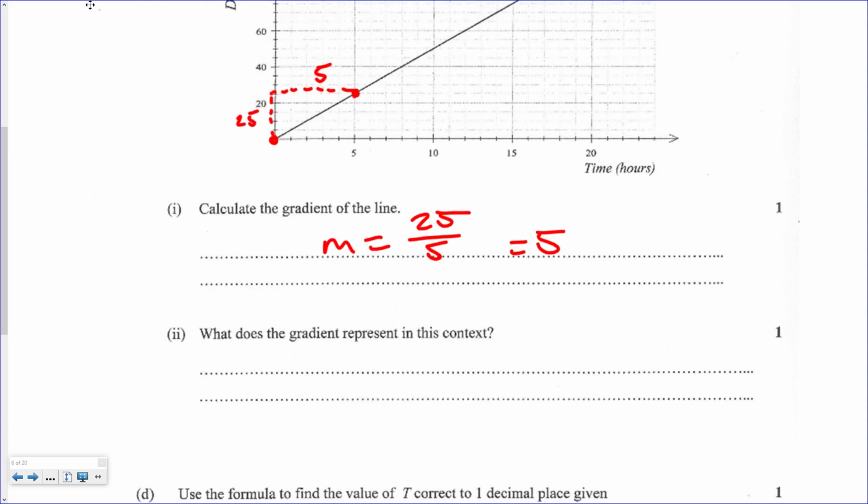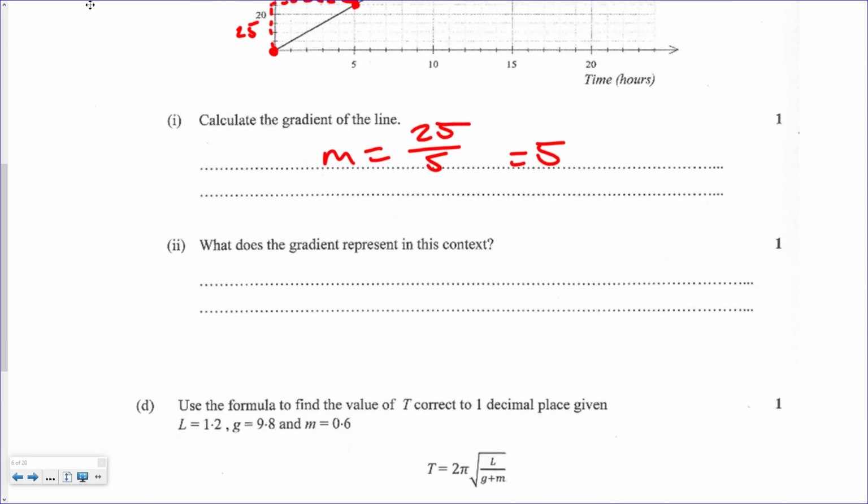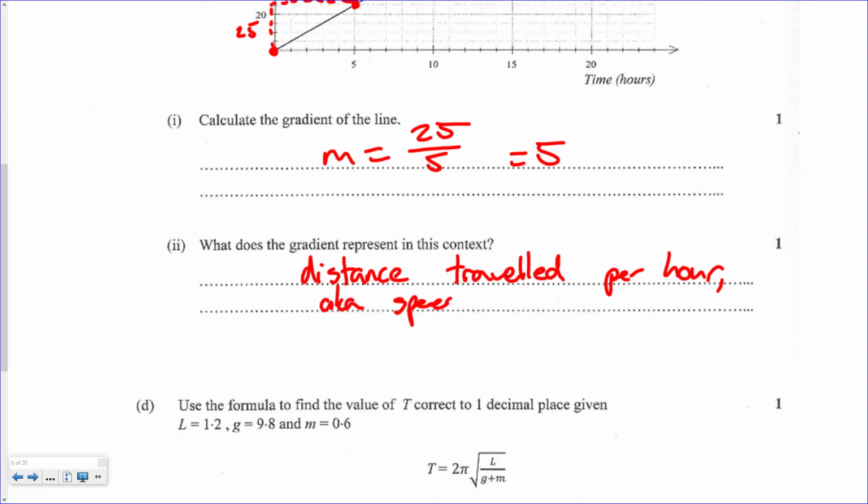We're seeing that we're talking about distance traveled over time, so basically it's the speed of this team. So we just basically need that. What does the gradient represent? It means the distance traveled per hour. You could also say, also known as speed, like it's the speed of the walkers.